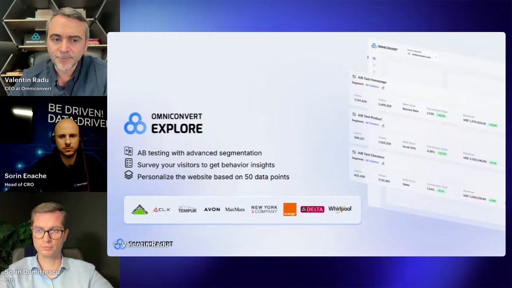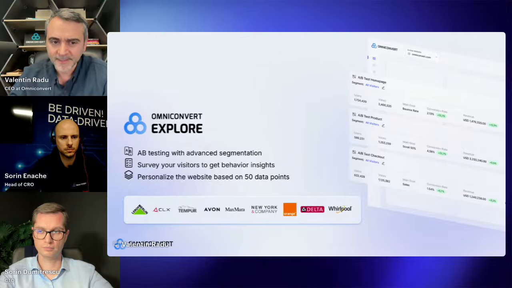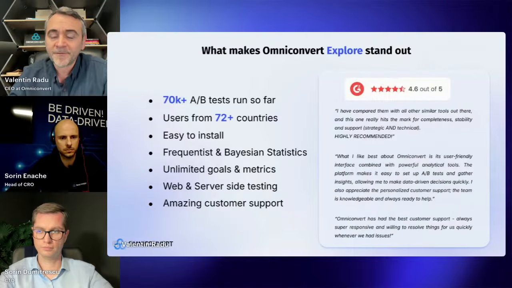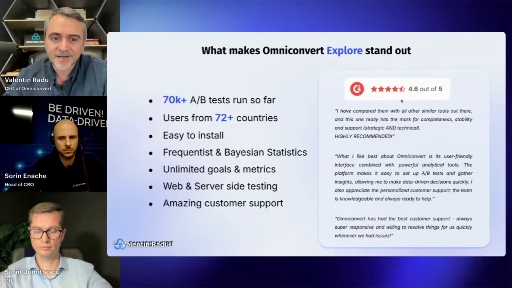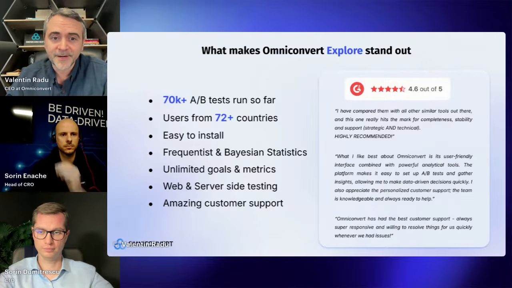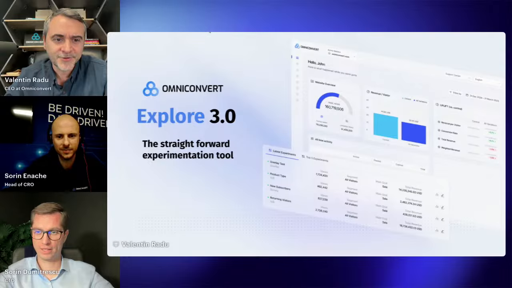In terms of OmniConvert Explore, it's our flagship product. We've improved it massively. It's allowing you to do advanced segmentation, survey your visitors, and personalize the website based on 50 data points. We've run more than 70,000 A/B tests so far. We have an amazing rating on G2.com, so you can check us out over there. And that being said, I'm going to really pass the mic this time to Sorin, and let's see what we have in the box for Explore 3.0. Sorin, the floor is yours, mate.